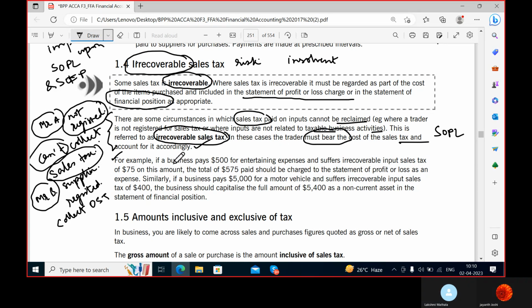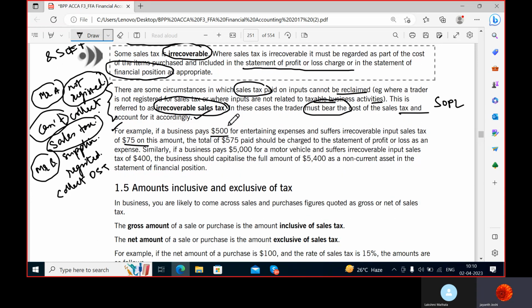Yes, ma'am, it is. Now, we will go with the book example. If a business pays $500 for entertaining expenses and suffers irrecoverable input sales tax of $75 on this amount, that means the business has paid $500 but was unable to collect $75 out of it. So a total of $575 paid should be charged to SOPL as an expense.